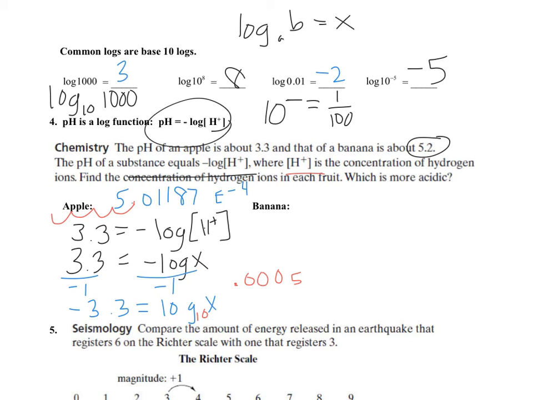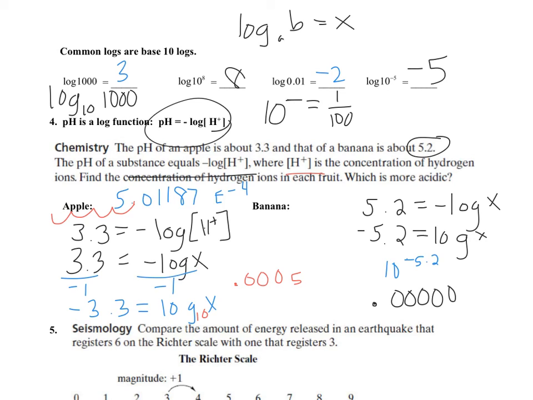So then now I'm going to do the same thing for the banana. So the banana is 5.2 equals the opposite of log of x, where x is the concentration of hydrogen ions. And so this is going to be negative 5.2 equals log x, but this is just going to be base 10. So it's 10 to the negative 5.2. So I do 10 to the negative 5.2 and I get a much smaller decimal. So it's 0.000000631.